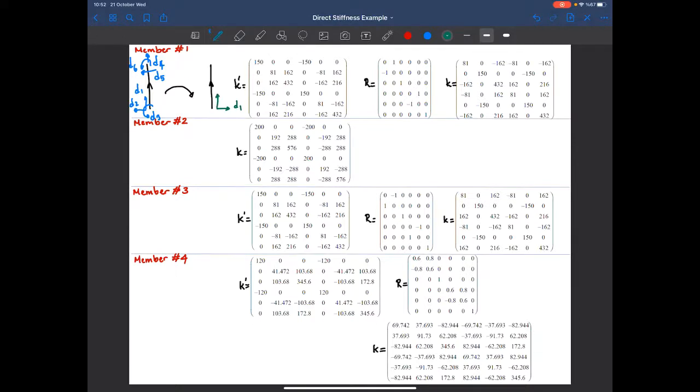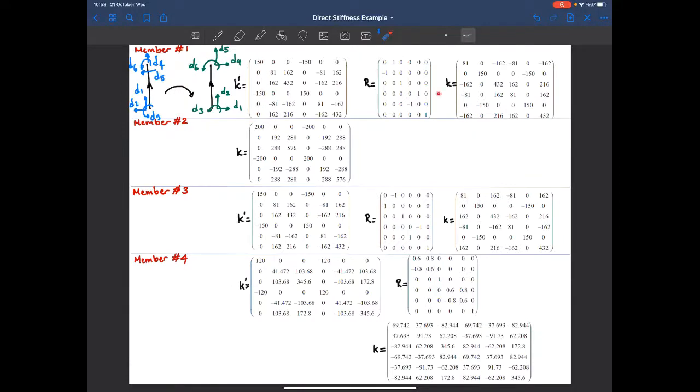At the start node, D2 will be in the global y direction, and D3 same. D4 is the global x direction at the end node, D5 global y at the end, and this is D6. So basically, this stiffness matrix is for the degrees of freedom defined in these directions. When we do the transformation, we obtain the following stiffness matrix, and this stiffness matrix is for these given directions.